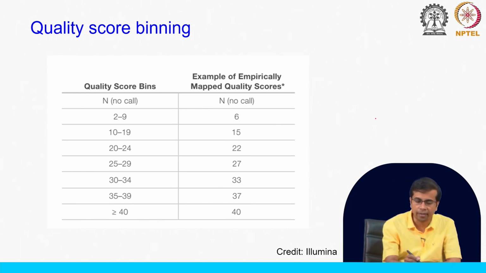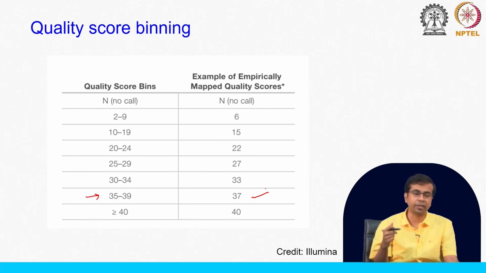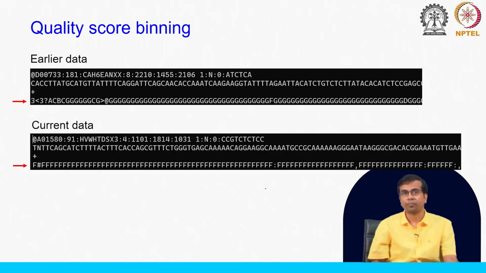So, for example, let us say any base that has a quality score between 35 and 39, the quality score will be given as 37. So, all those bases will be given the quality score of 37. So, there is some sort of change, and this actually helps in saving storage space, it turns out. Again without going into too much detail, you can look at Illumina's data, etc., to see how this helps in storage space.